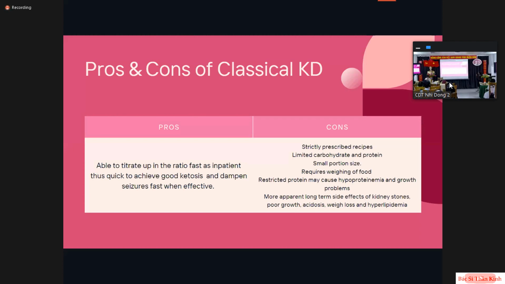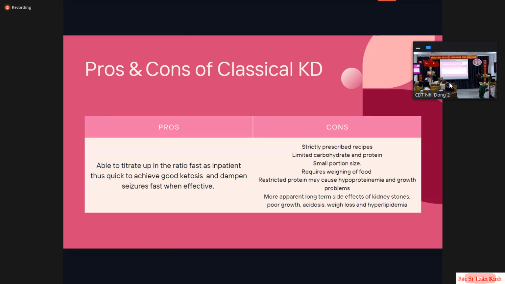The pros and cons, I think the classical KD, the pros are probably if you initiate it as inpatient, then you're able to titrate the ratio very fast. In fact, we do it on a daily basis. So 1 to 1, 2 to 1, 3 to 1, and you get to send them back faster. You achieve good ketosis. You get to dampen seizures fast if they're effective.